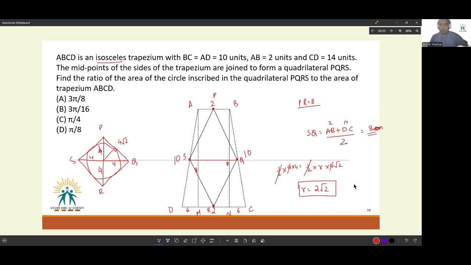So area of the circle inscribed will be pi R square. So 4 and 8 pi. Area of the circle inscribed is 8 pi. Now area of the trapezium ABCD is going to be half into sum of parallel sides 16 into the height, which turns out to be 8. So we get to 64. So the final ratio is 8 pi by 64, which will be equal to pi by 8, or option D will be the right answer. Okay.